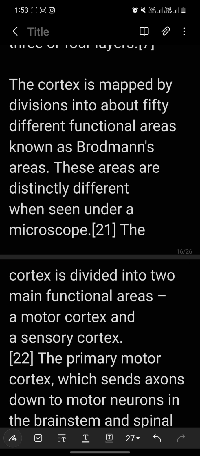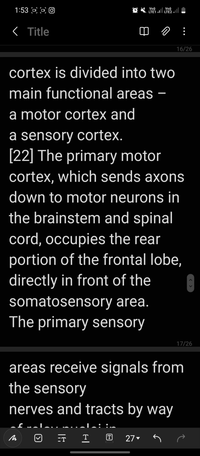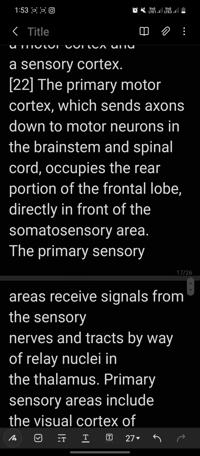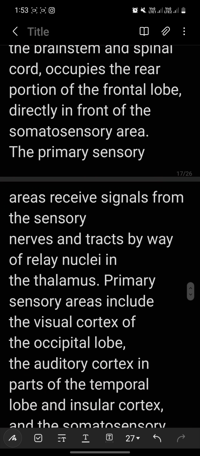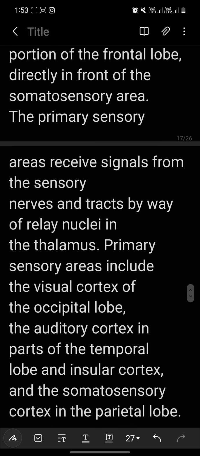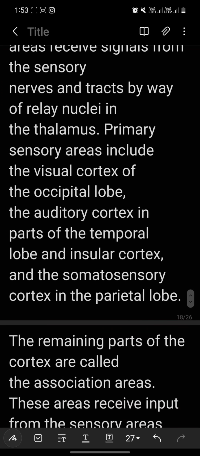The primary motor cortex, which sends axons down to motor neurons in the brainstem and spinal cord, occupies the rear portion of the frontal lobe, directly in front of the somatosensory area. The primary sensory areas receive signals from the sensory nerves and tracts by way of relay nuclei in the thalamus. Primary sensory areas include the visual cortex of the occipital lobe, the auditory cortex in parts of the temporal lobe and insular cortex, and the somatosensory cortex in the parietal lobe.